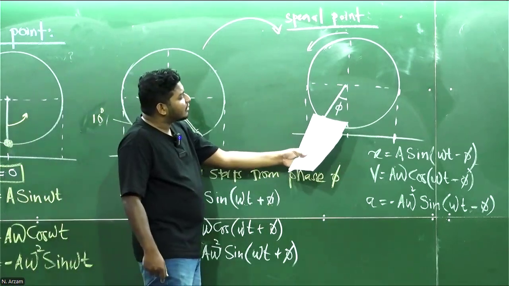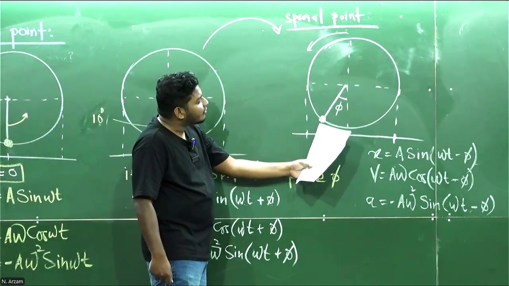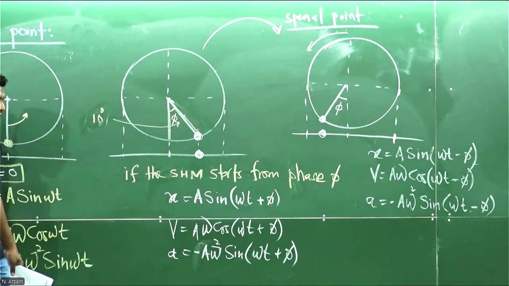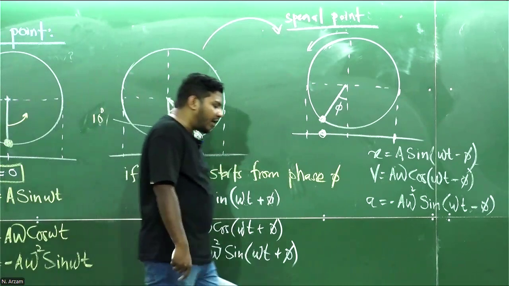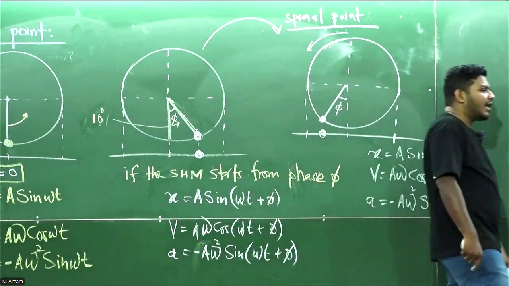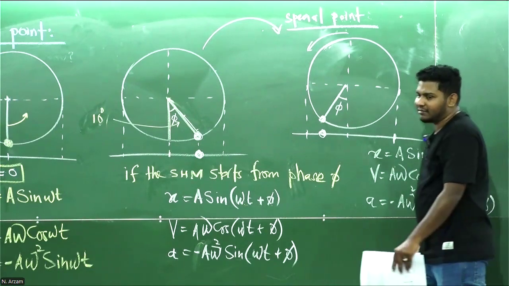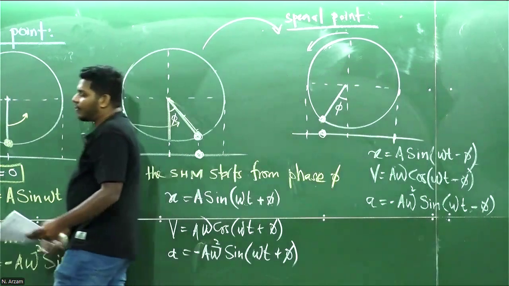If phi is a minus value, that means the particle starts its journey from somewhere here. The equations are x is equal to a sine omega t minus phi, v is equal to a omega cos omega t minus phi, a is equal to minus a omega square sine omega t minus phi.